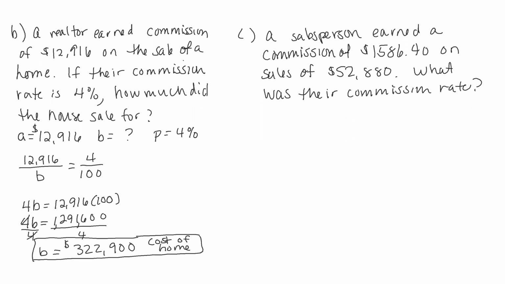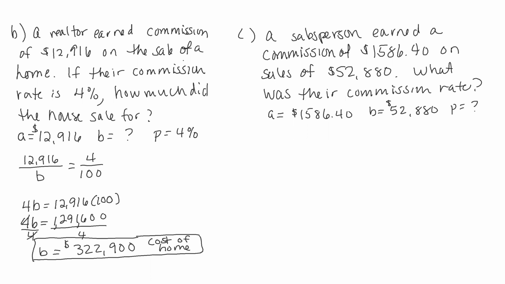Here it says a salesperson earned a commission of $1,586.40 on sales of $52,880. What was their commission rate? Well, the amount is the value of the commission, which in this case is $1,586.40. The base is the total sales. In this case, the total sales were $52,880. And the percent is the commission rate, which is what we are looking for.